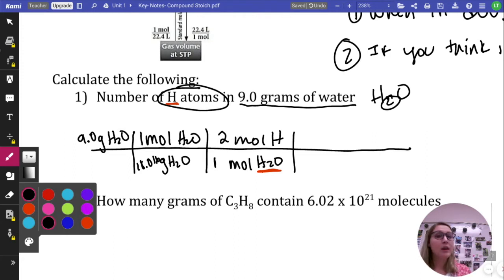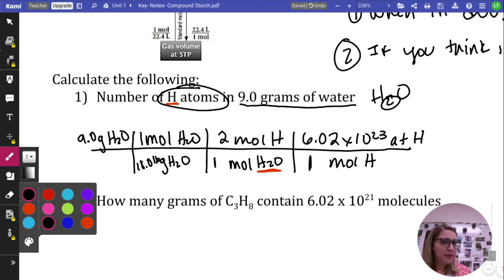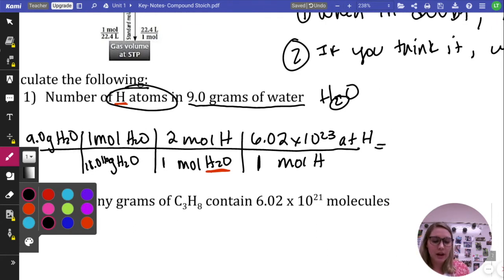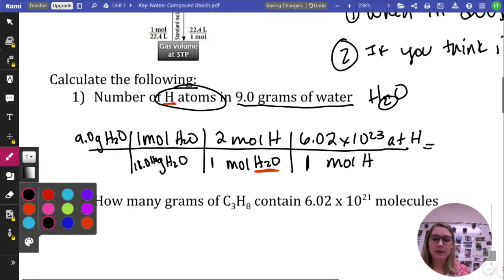All right. So now we're back. Is moles of hydrogen what we want? No. So if no, we drop it low. We want to be in atoms. For every 1 mole of hydrogen, it is 6.02 times 10 to the 23rd atoms of hydrogen. Is atoms of hydrogen what we want? Yes, it is. So now we can go ahead and solve.